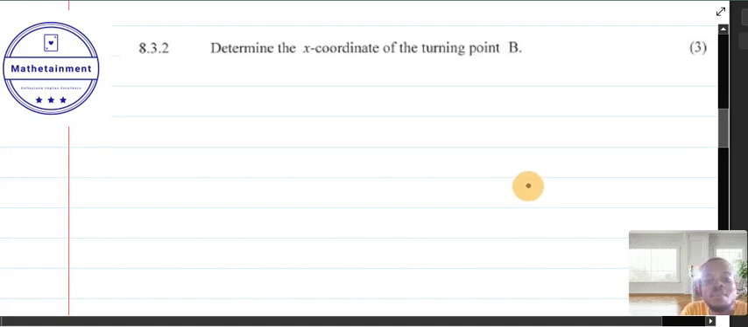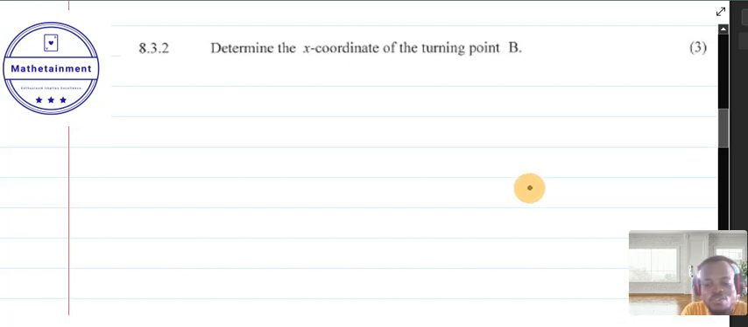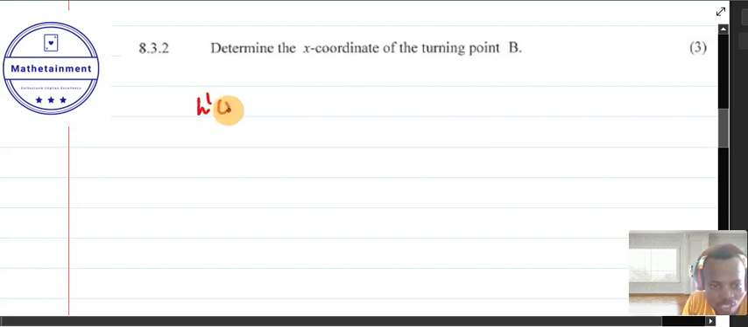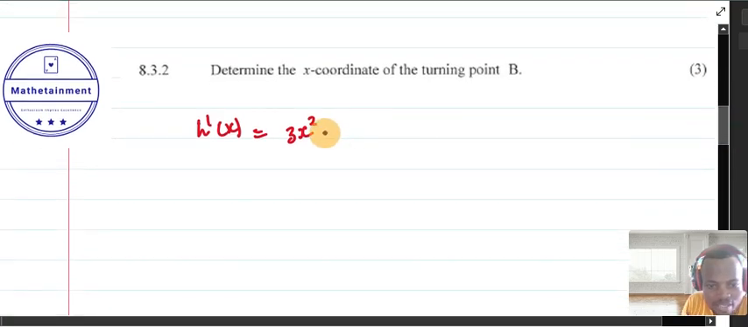Here we are required to determine the x coordinate of the turning point, which is B. We are not required to find the entire turning point, just the x coordinate of the turning point B. How do we find the x coordinate of a turning point given a cubic function? We know that the x coordinate of the turning point B can be found using this equation, h prime of x being equal to 3x squared minus 14x plus 14.